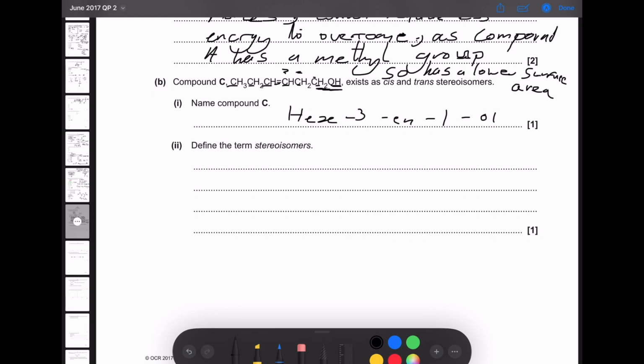Now we could go 1, 2, 3, 4, 5, 6, sorry, yeah. You could do hex-3-en-6-ol, but the key thing with naming molecules is you try to keep the numbers at the front, so like this 3 and this 1 here, as low as possible, and always stuff like alcohol groups at the end will take priority as number 1 for that to be the case.